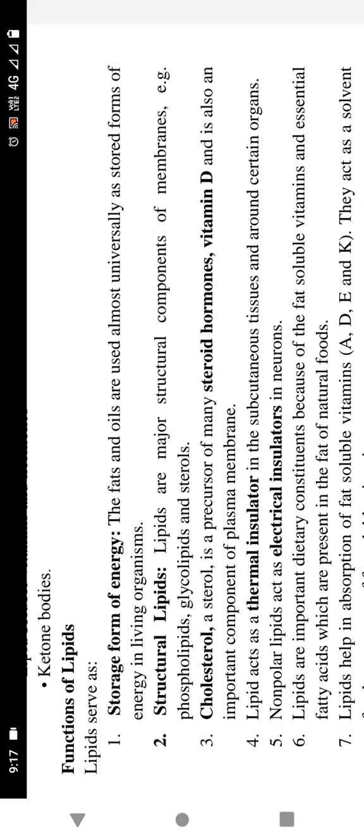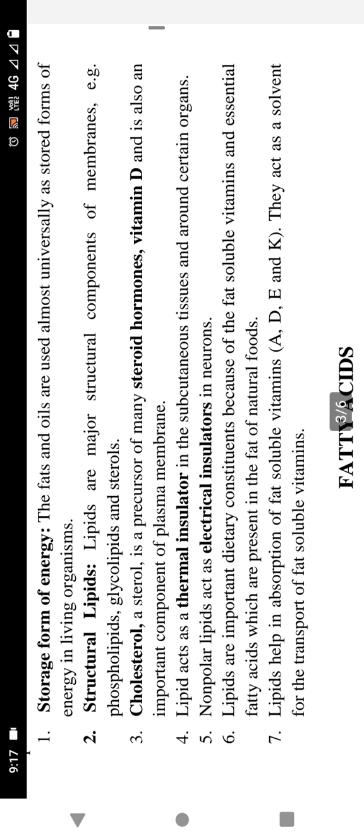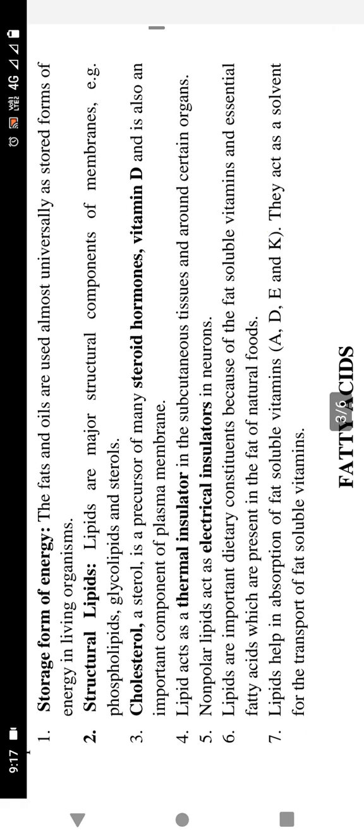Next, cholesterol, a sterol, is a precursor of many steroid hormones and vitamin D, and is also an important component of the plasma membrane. Next, lipids act as thermal insulators. They regulate the temperature of our body in the subcutaneous tissues and around certain organs. Non-polar lipids act as electrical insulators in neurons. Next, lipids are an important dietary constituent because of the fat-soluble vitamins and essential fatty acids present in the fat of natural food. Lipids help in absorption of fat-soluble vitamins and act as a solvent for their transport.